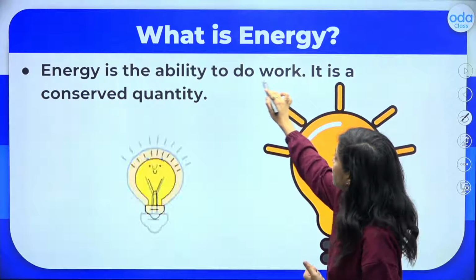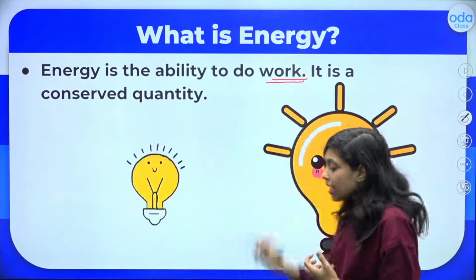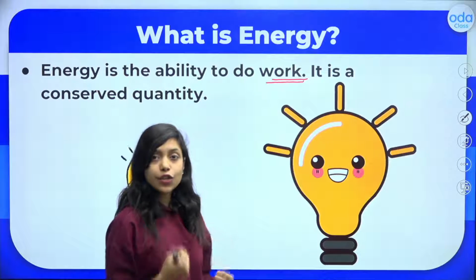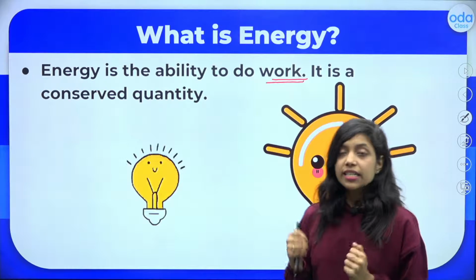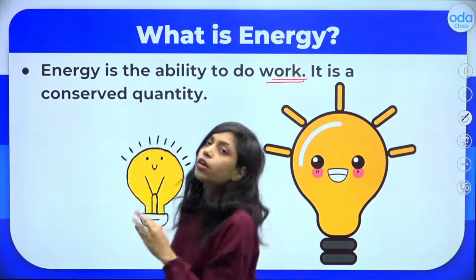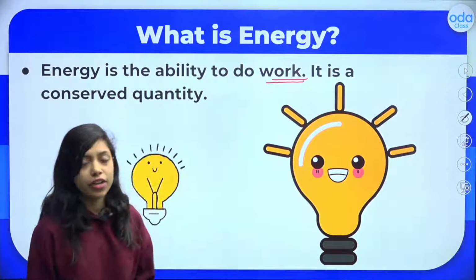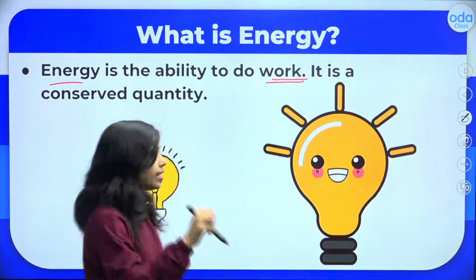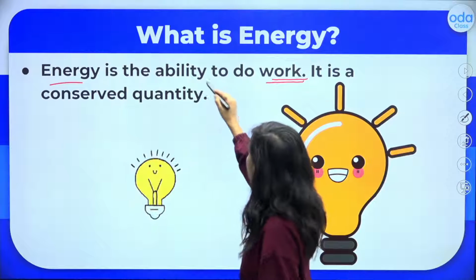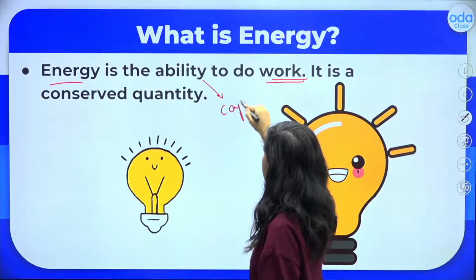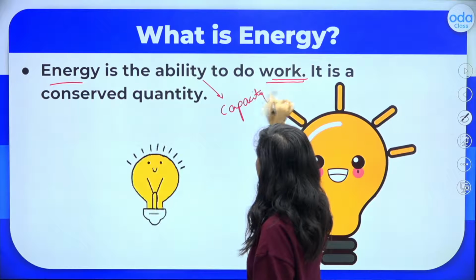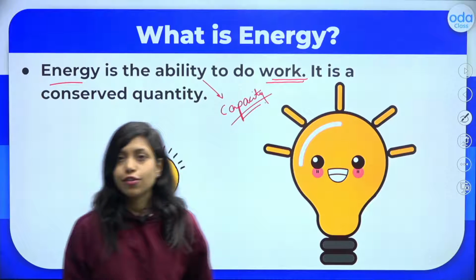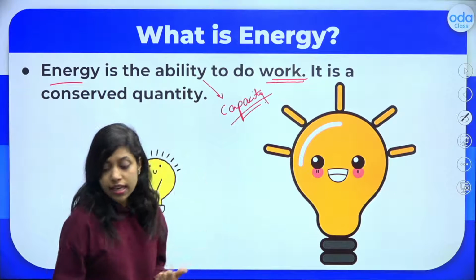Energy is the ability to do work, okay? Actually, if you want to do anything, for example, now I'm teaching you guys, you're listening to me, I'm walking, you might be sitting somewhere. For doing any kind of work, even if you want to eat, you need energy, right? So energy is the ability, or you can also say capacity. Energy is the ability or capacity to do work, and it is actually a conserved quantity. You can save energy, so that is why it is a conserved quantity.